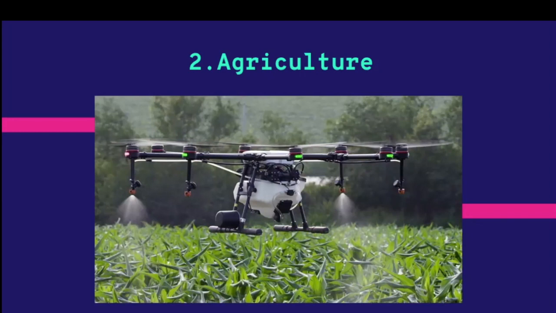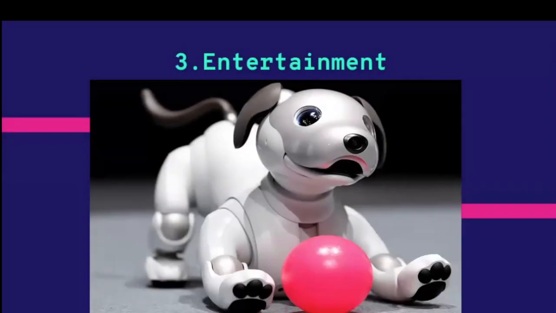So in this case, the drones are spraying pesticides on the diseased crops. So that's a very special application of robotics. And then we can use robots in the entertainment field as well. For the pleasure of humans, we can use robots. This is actually a robot dog which could play with humans. And so it's a very interesting application.